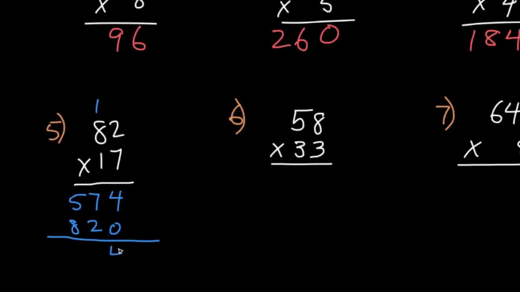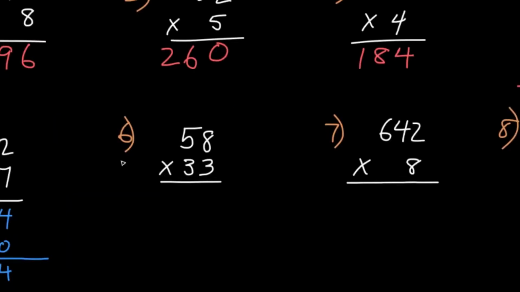So we want to add these partial products together to find the total. 4 and 0 is 4. 7 and 2 is 9. 5 and 8 is 13. So the result is 1,394. Number 6, we have 58 times 33.